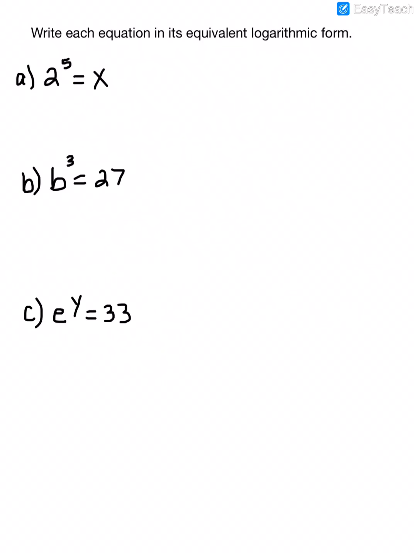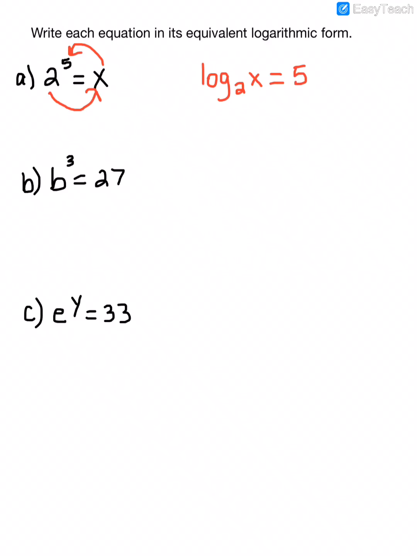Now we're going to go in the opposite direction. This says to write each equation in its equivalent logarithmic form. So we're starting with the exponential form. 2 to the 5th power equals x. The base of our exponent is the base of our logarithm. So I'm going to start out writing log. And since the base of my exponent is 2, the base of my logarithm is 2. And again, we're going to go in a circle. So this is 2, and my argument is going to be x. So log base 2 of x is going to equal the exponent. And it's written like that.